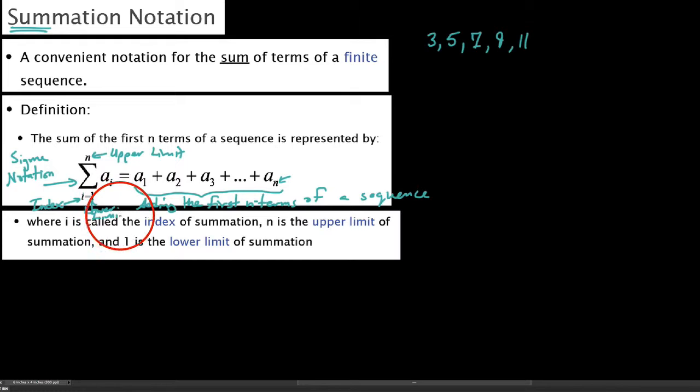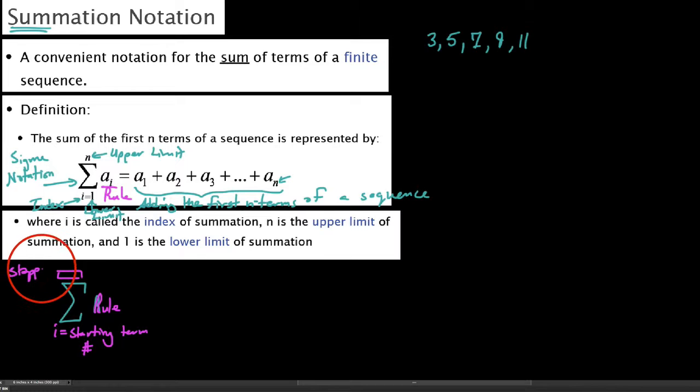So in every possible case, what we're basically saying is that in our sigma notation, I guess I'll label this also as our rule. We are going to take the rule for this particular sequence, the rule. And we are going to start at the whatever term here. We're going to say starting term number. And this number up here is going to be our stopping term number.